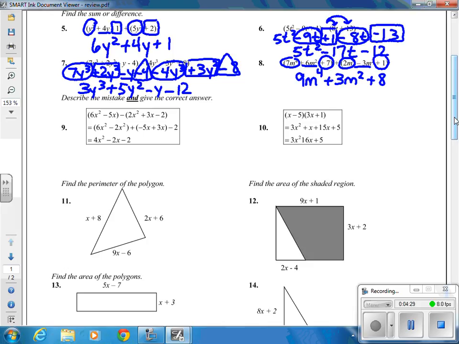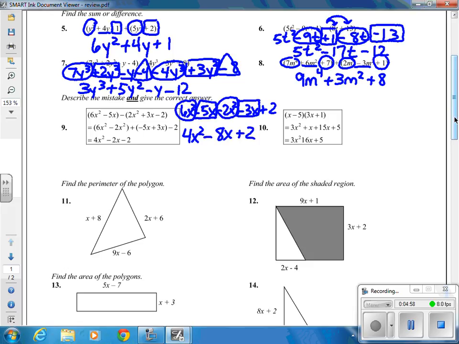So for number 9, it is a subtraction problem, so we do want to distribute that negative sign. That leaves us with 6x squared minus 5x, and then minus 2x squared minus 3x plus 2. And then if I go to combine my like terms, I'm going to combine 6x squared with minus 2x squared, and that'll give me 4x squared. And then I'm going to combine negative 5x with negative 3x, and that's going to give me negative 8x, and then I'm going to have a plus 2 at the end.